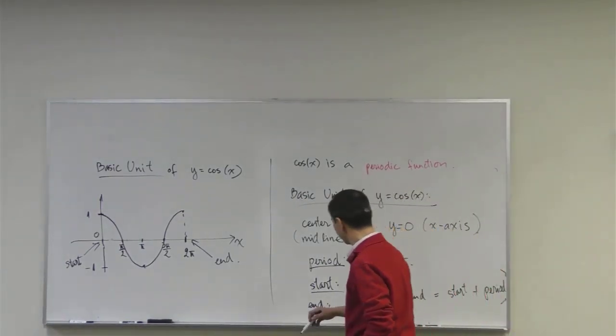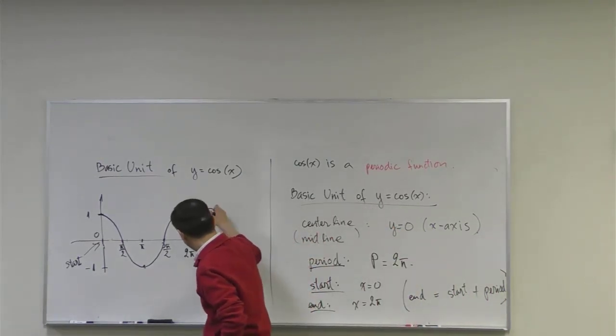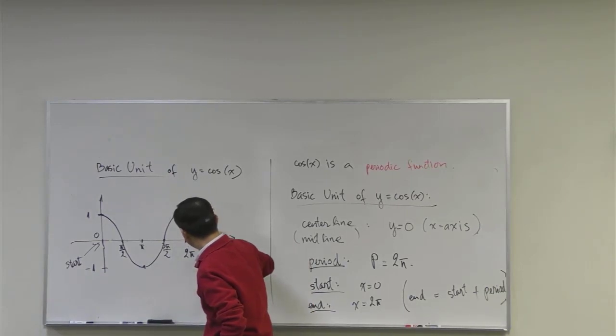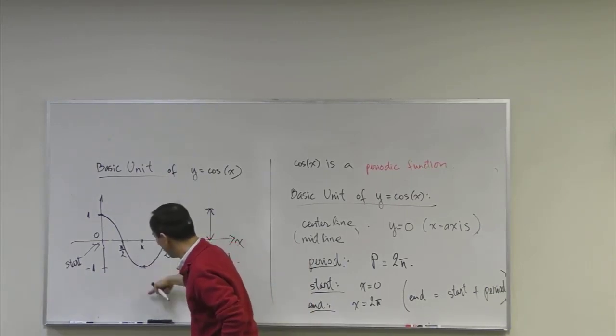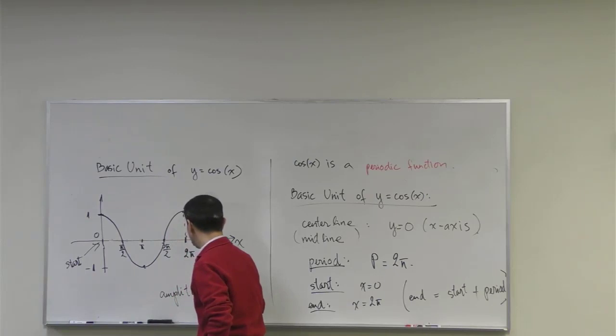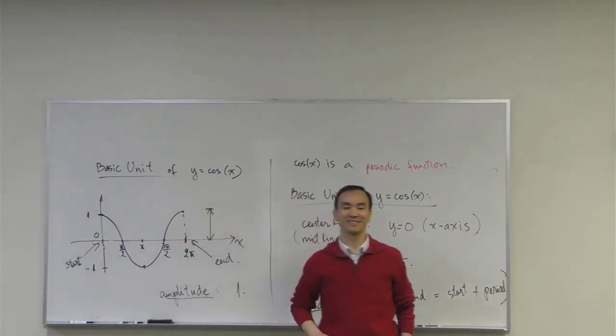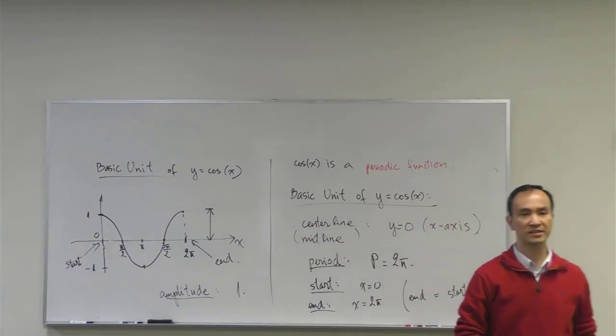Another piece of information about the wave here as well. It also has a distance away from the center line, right? We call it the amplitude. So for this cosine wave, the amplitude is also 1. So the sine wave and the cosine wave both have amplitude 1.